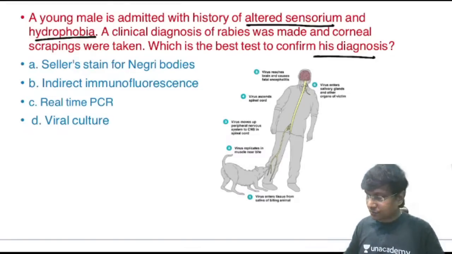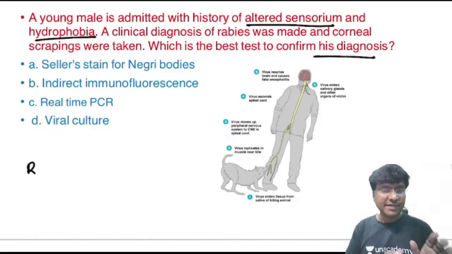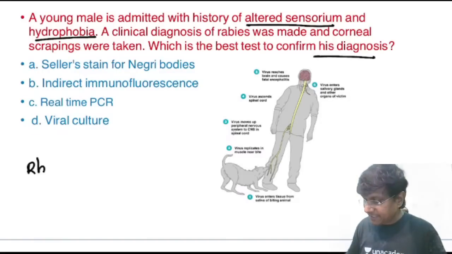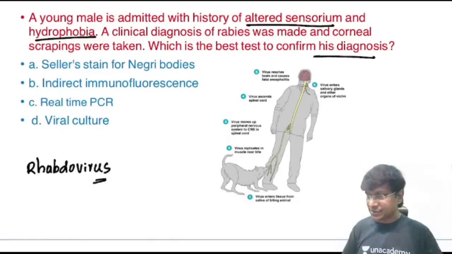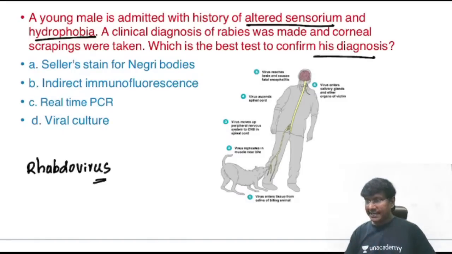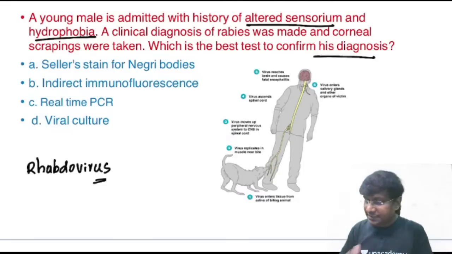For this particular rabies, you need to know the family of the rabies virus. It is nothing but rhabdovirus. Okay, I got the correct answer only from Abhay Dev. Very good, Dr. Abhay Dev. So the correct answer here is viral culture. Now let me explain why viral culture is the answer. I'll try to explain to you.